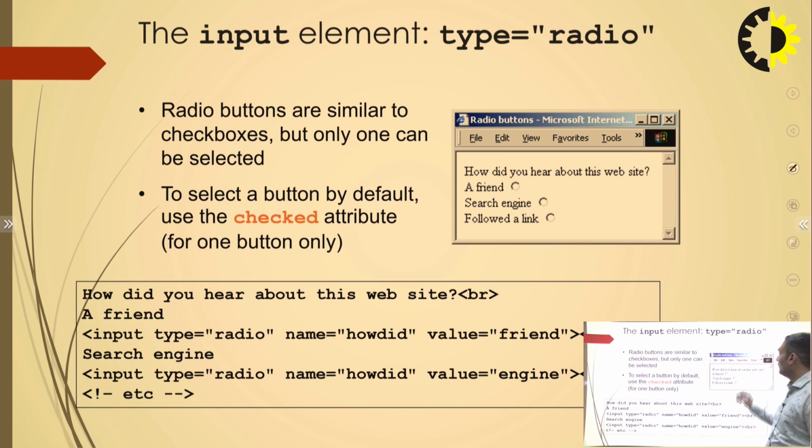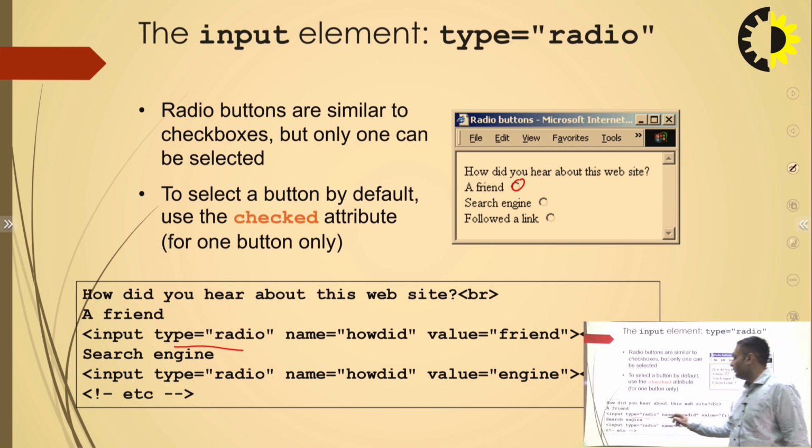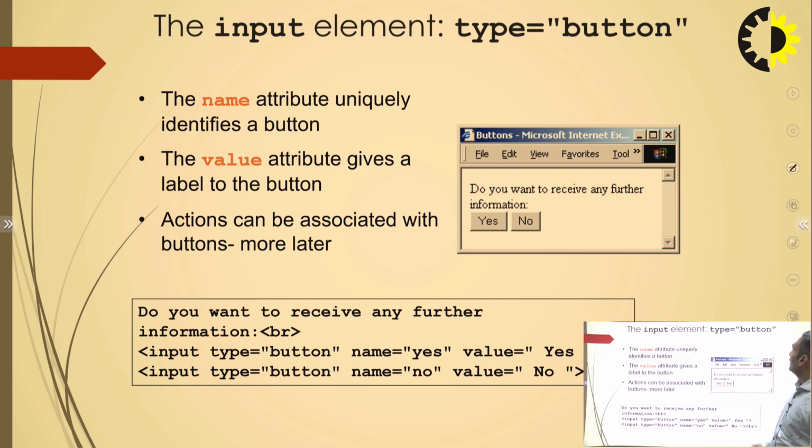Another type of element is radio. We can make a radio button like this. We just need to write type equals to radio, and the other possible attributes are name and value. Then input type equals to button. If you want to make a button, we just need to write input type equals to button here, and there are two possible attributes, name and value, like this.